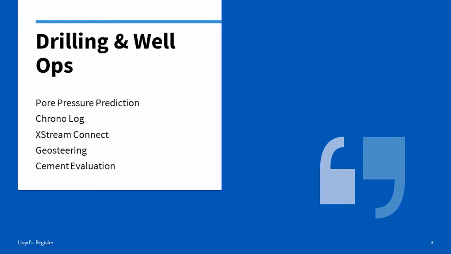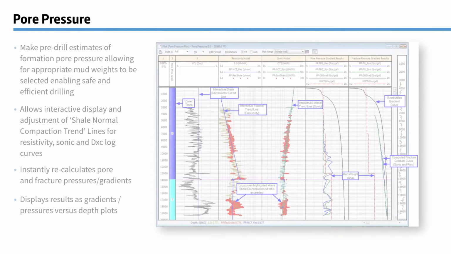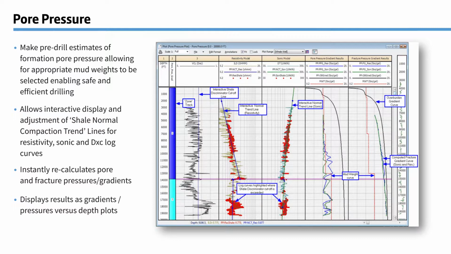Okay, so now we're going to talk about the drilling and well operations bundle of modules. We've got 5 modules in this bundle. The general theme between all of these is you're basically trying to make an informed decision on your data, which can then be fed back to the well site. So let's have a look at these. Firstly, pore pressure module. To ensure a safe drilling campaign, you really need to understand the pressures of your zones and what the mud weight should be during the drilling of each section. This module allows you to take log data and determine what that mud weight should be throughout each section.